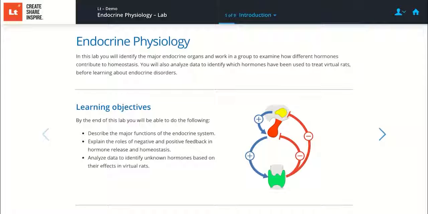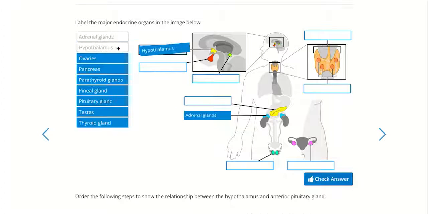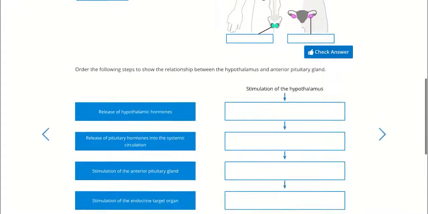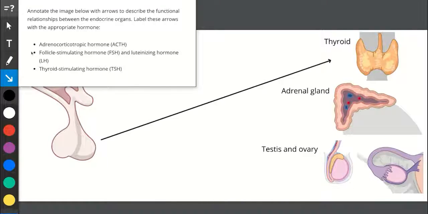The new Endocrine Physiology Lab helps students explore how the endocrine system initiates and controls complex interactions between hormones and their target organs in our bodies. First, students are asked to identify the location of the endocrine organs within the body and begin to define the relationship between specific hormones and their target organs.